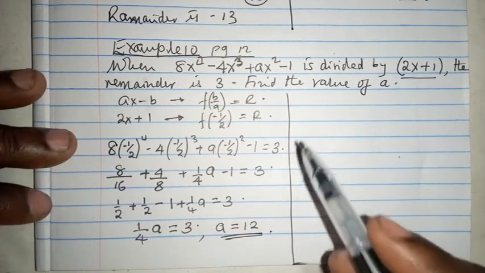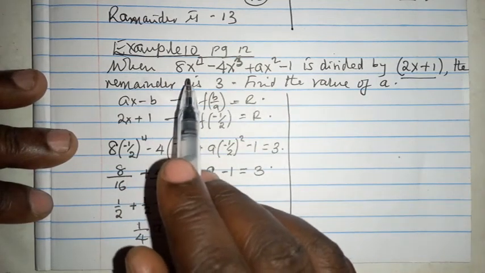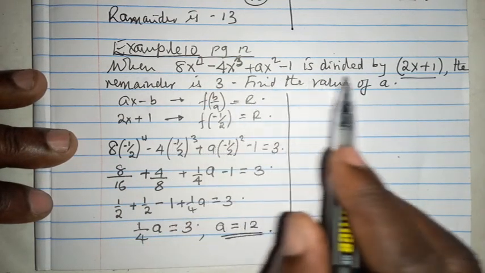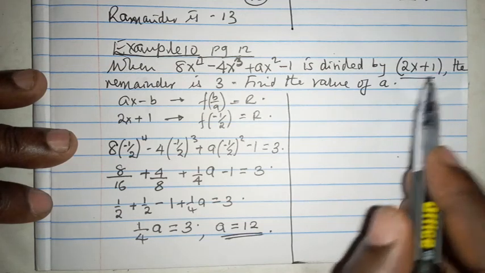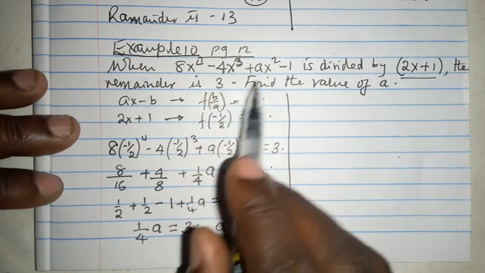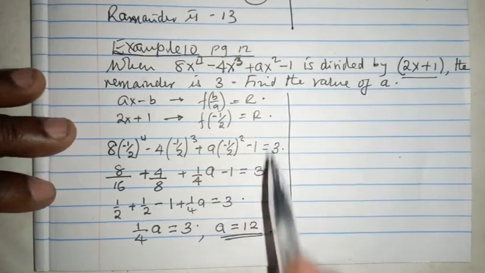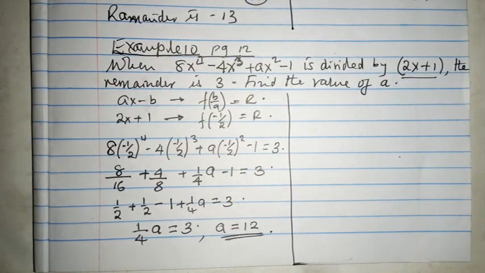So what we are saying is that when this function is divided by 2x plus 1, then the remainder is 3. We have been able to find the value of a using the remainder theorem approach.